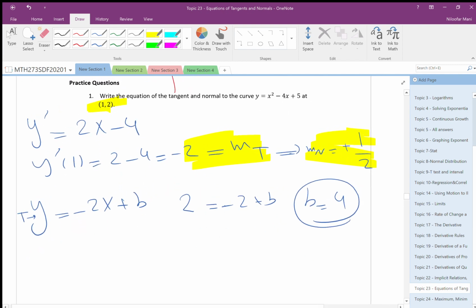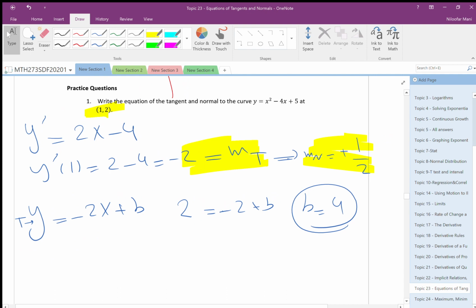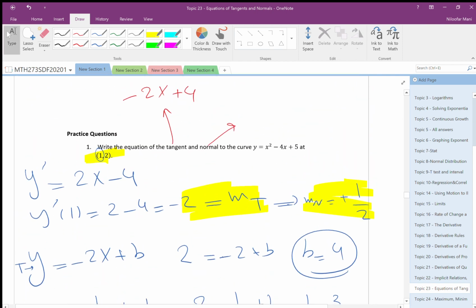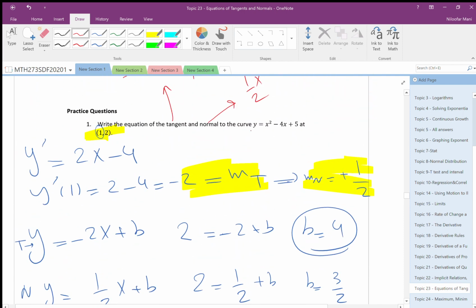How about the normal line? So for the normal line, I have to do y equals 1 over 2x plus b, which is 2 equals 1 over 2. I put 1 for x. Why? Because I check here. Okay, so 1 over 2 plus b, and b is 3 over 2. Okay, so the normal line is 1 over 2x plus 3 over 2.